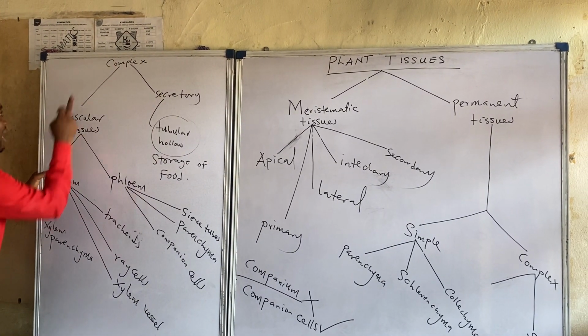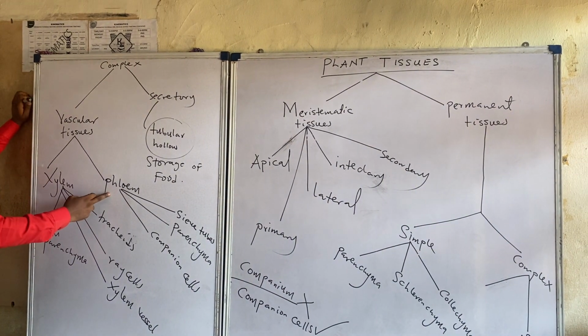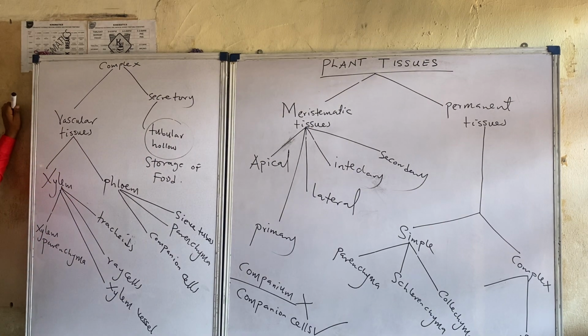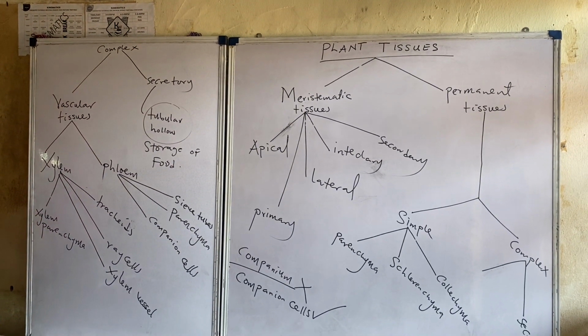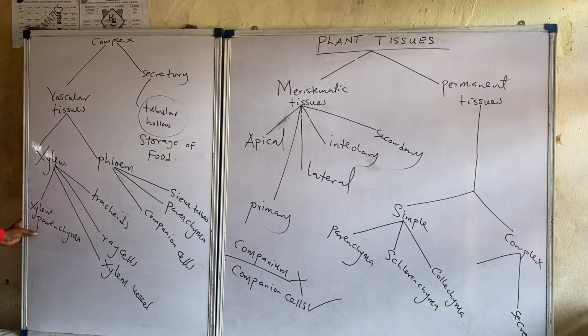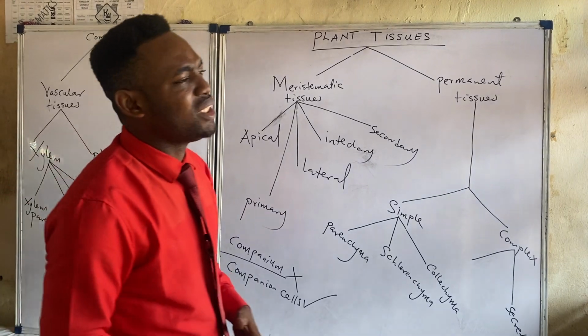Vascular complex tissues. Also the same thing again for phloem. Phloem is also a type of vascular complex tissue. But what is the function of the xylem? Very, very important. What is the function of the xylem? The function of the xylem is for transportation of what now?